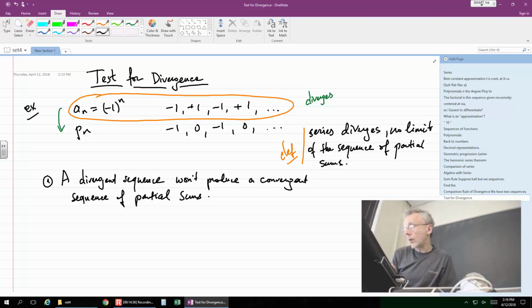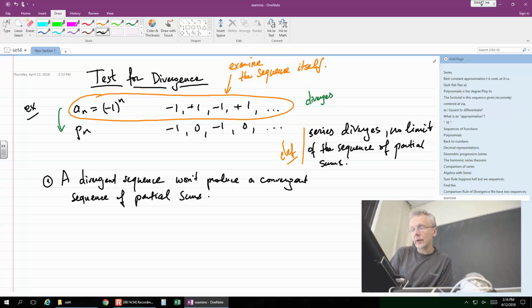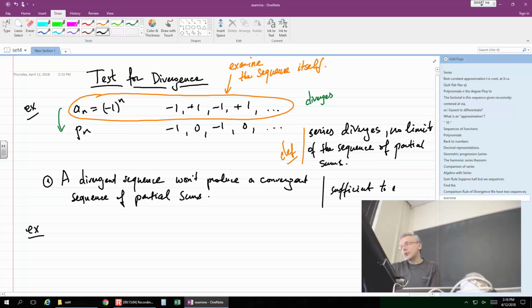Once again, the idea is to examine the sequence itself and try to draw conclusions about the series. One of the observations is that the sequence might be divergent itself. This is sufficient to ensure divergence, but not necessary. In other words, we know examples of sequences that are convergent, but the series is still divergent.